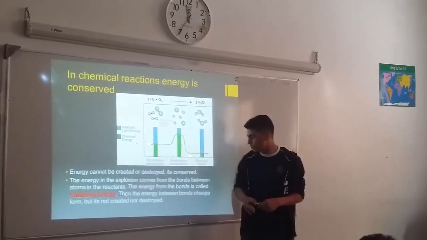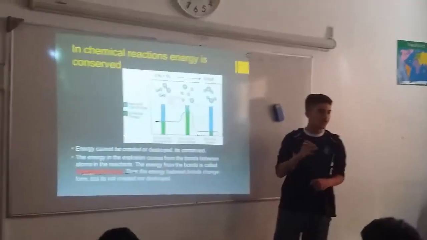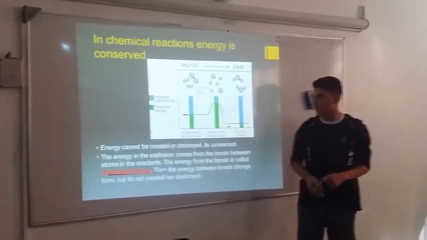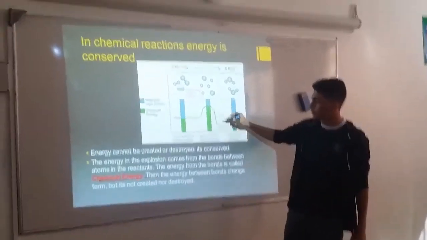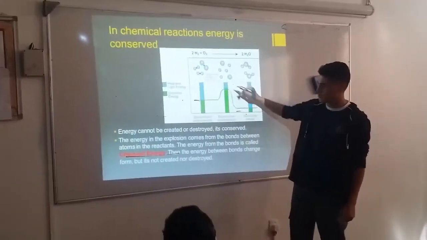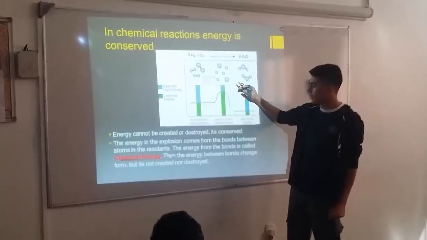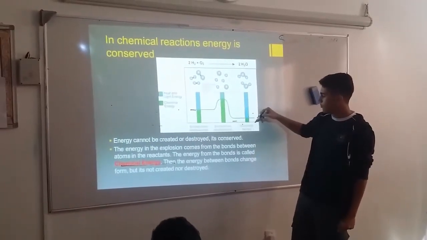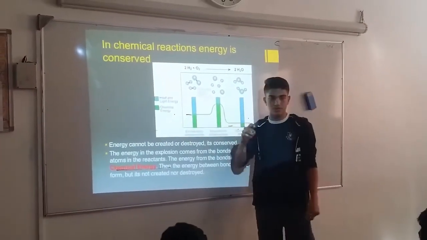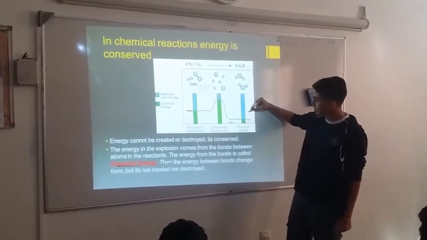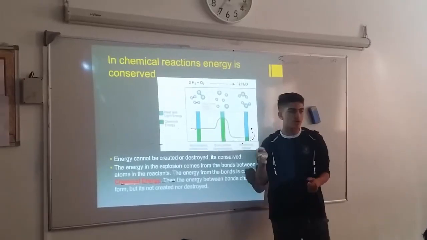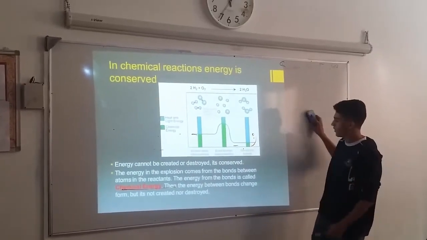Then the energy between the bonds, which is chemical energy, changes form into other types of energy. So when the bonds get broken down, as you can see, the chemical energy increases, and then when new bonds are formed, the chemical energy changes form to heat and light, as you can see here. That's why you see explosions and fire released.